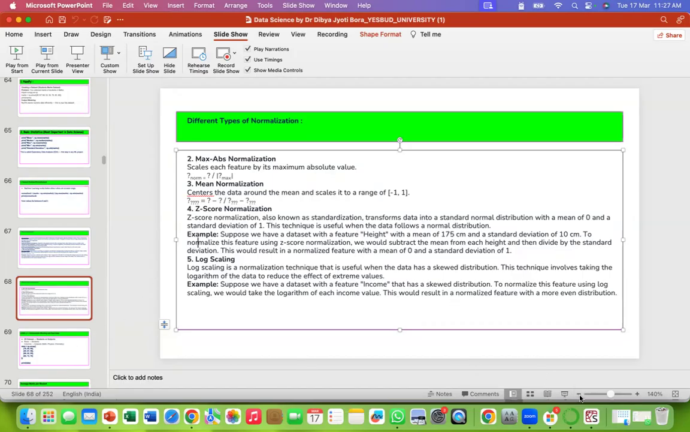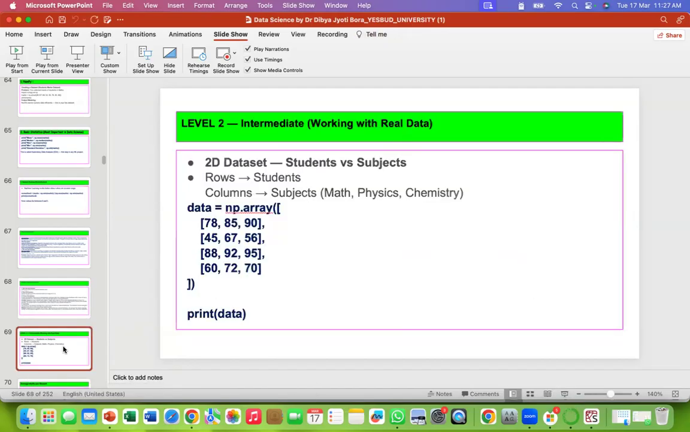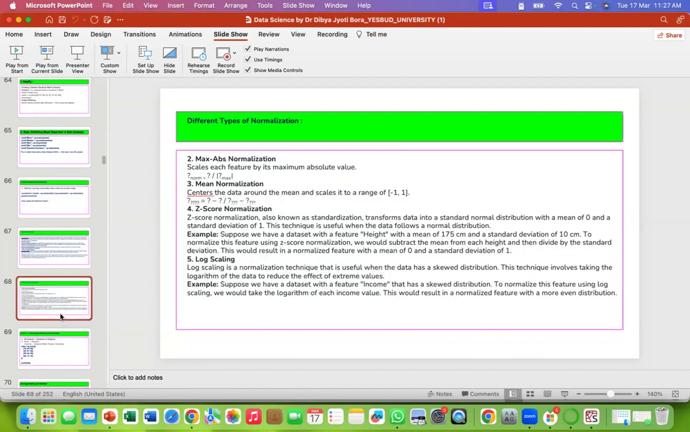All right. Then after that, we will go for the 2D data set. But first you complete this part, show me the output, then we'll go for the next. Thank you.